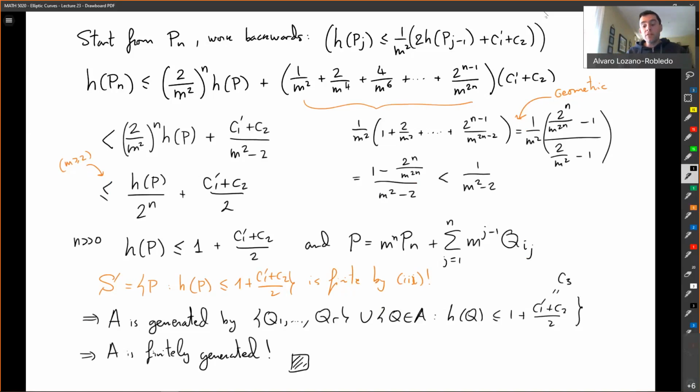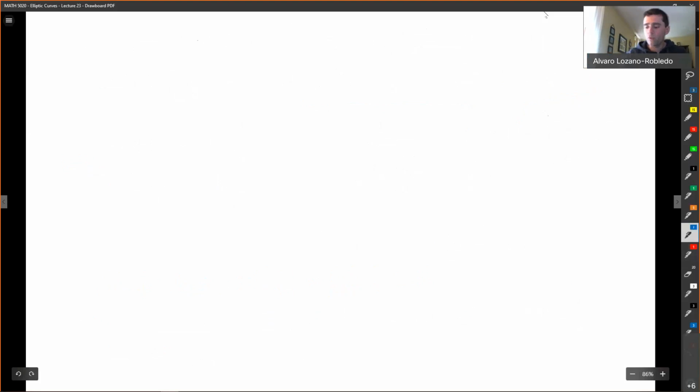All right. So we have the descent procedure. Now we know how to prove that some abelian group is finitely generated as long as we have a height function that satisfies 1, 2, and 3. So now we have to find a height function for elliptic curves that satisfies 1, 2, and 3. So let's do that. So, heights on Pn and elliptic curves.